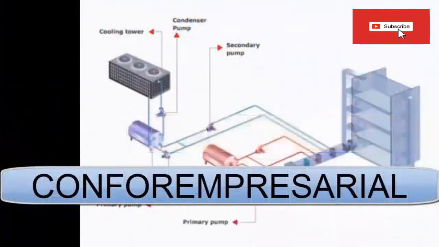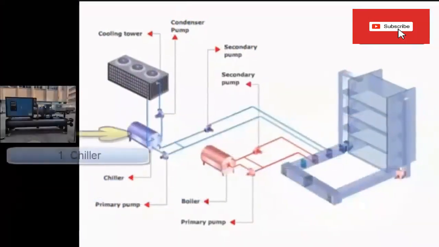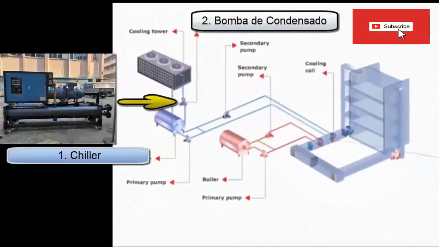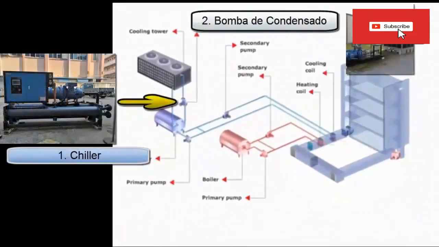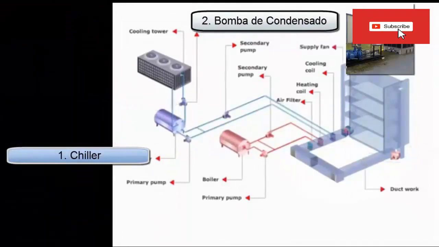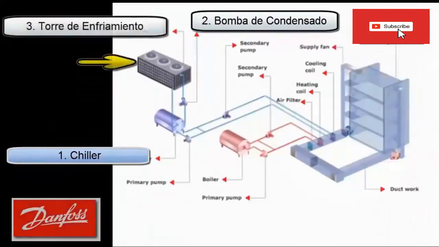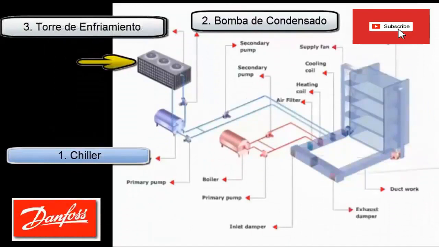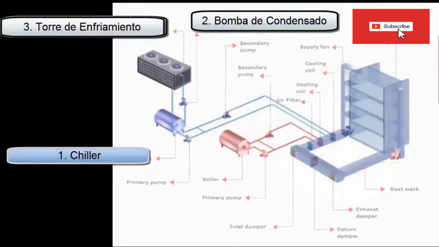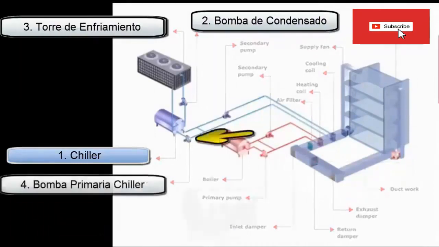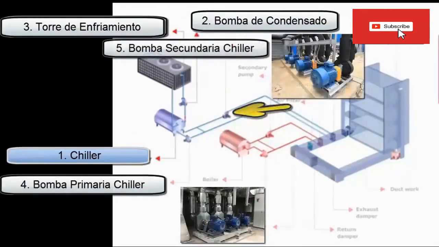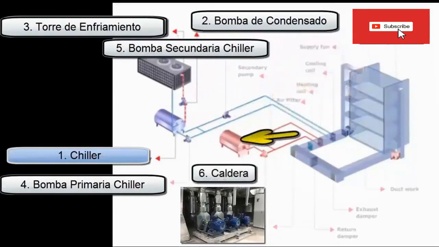Let's start by numbering the parts of the installation. 1. Chiller. 2. Pump to transfer the water to the cooling tower, which is responsible for cooling the chiller condenser. 3. Cooling tower to cool the water from the condenser, and this way the heat from the chiller is expelled to the environment. 4. Primary pumps to bring the ice water to the building. 6. Boiler to generate hot water.